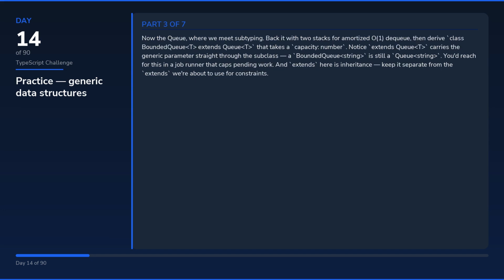Now the queue, where we meet subtyping. Back it with 2 stacks for amortized O(1), then derive class BoundedQueue<T> extends Queue<T> that takes a capacity number. Notice extends Queue<T> carries the generic parameter straight through the subclass. A bounded queue is still a Queue<string>. You'd reach for this in a job runner that caps pending work. And extends here is inheritance, keep it separate from the extends we're about to use for constraints.